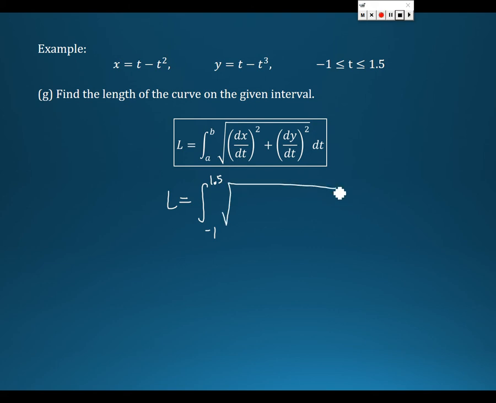And you've already computed these a million times. This is, was it 1 minus 2t squared plus 1 minus 3t squared, all of that dt, sorry. So yeah, if you were to try to simplify this integral and do it by hand, I think you'd have some trouble with that. So just fnInt that and you'll get an answer.